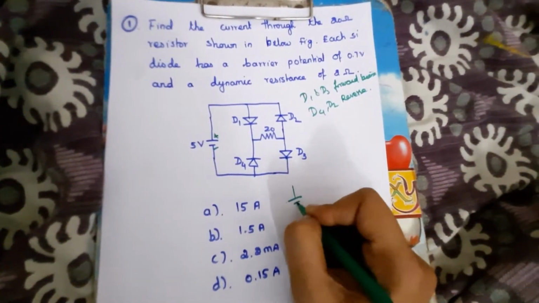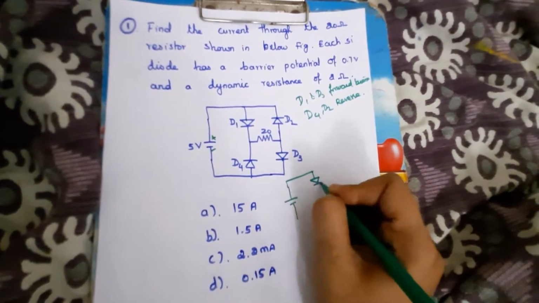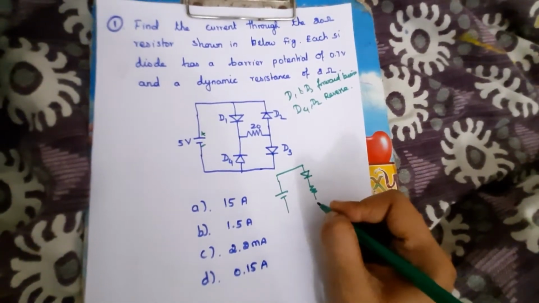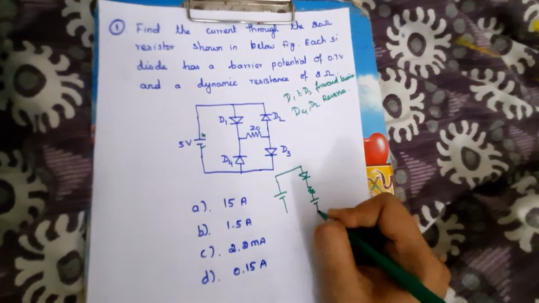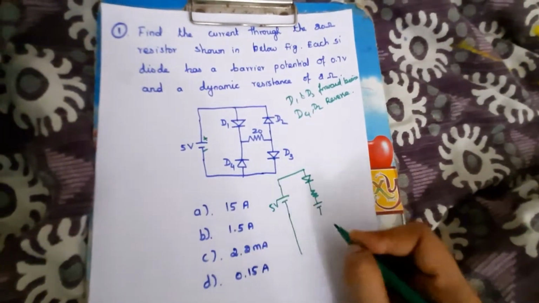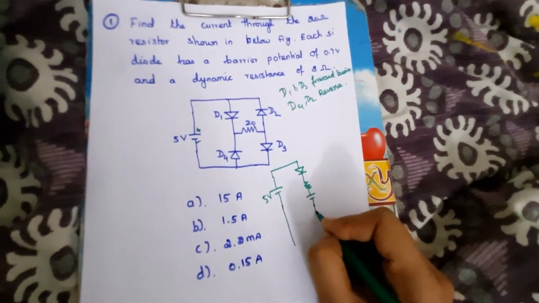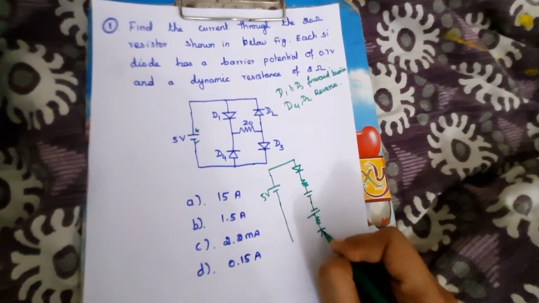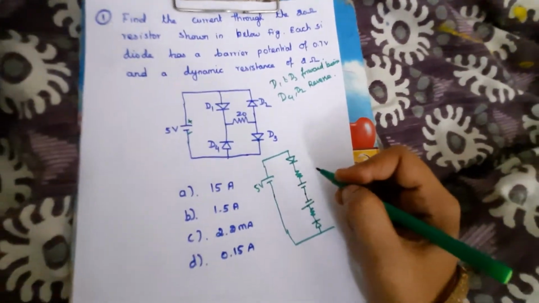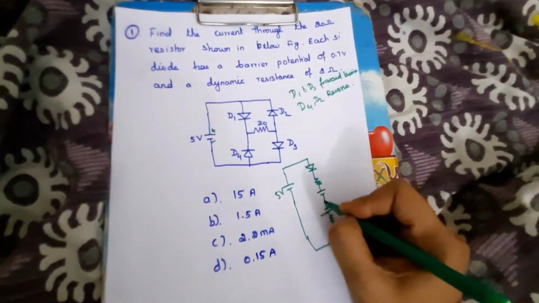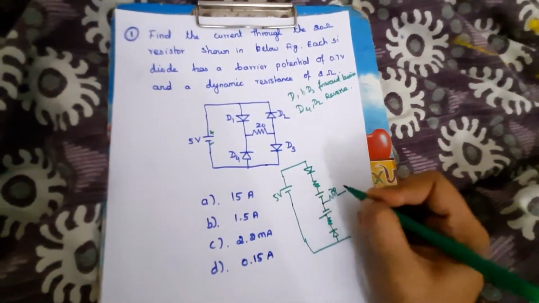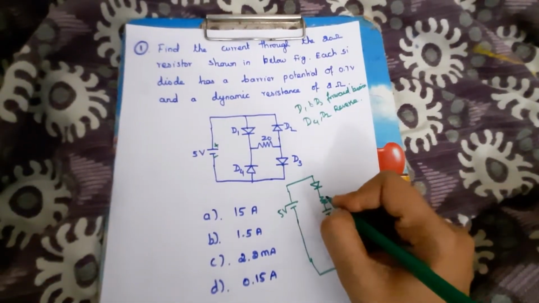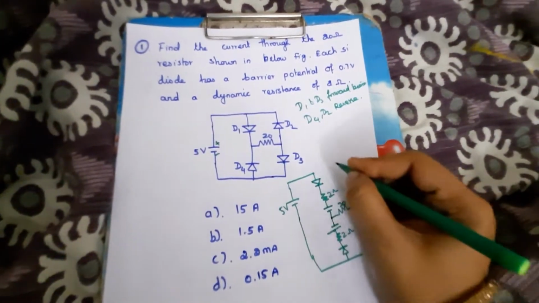So this becomes like this, and resistor, and this is forward biased. And this is 5 volt. This is the equivalent circuit of this line, and this is resistor 20 ohm, and they are mentioning the dynamic resistance 2 ohm. So this is 2 ohm, these are 2 ohm.